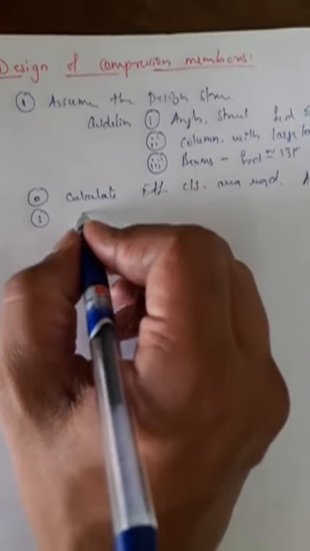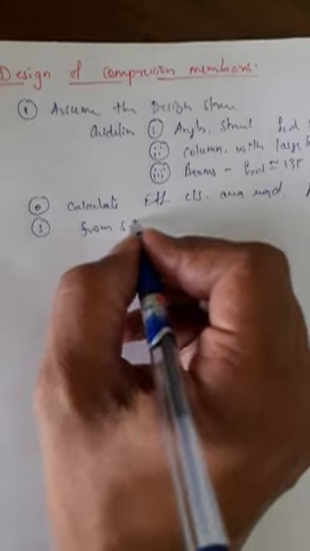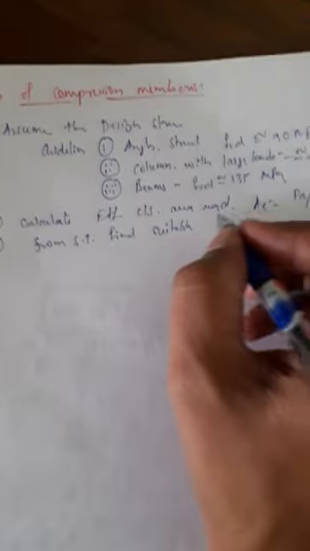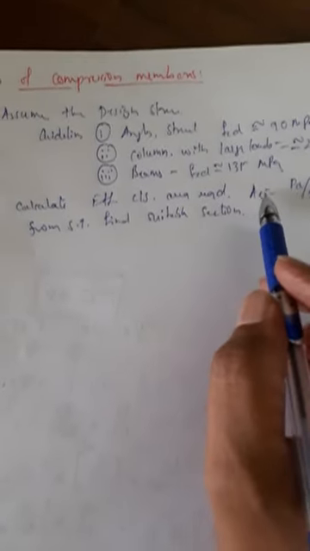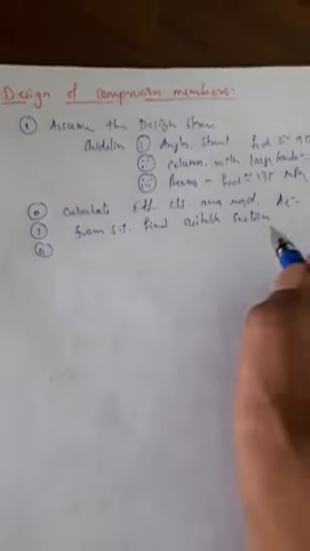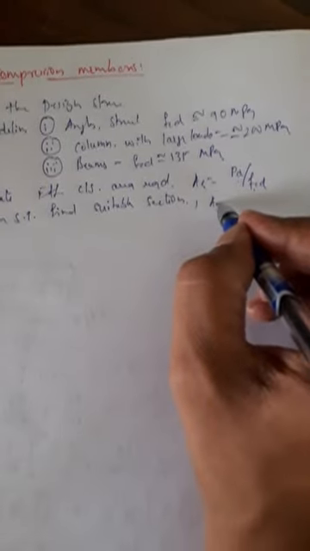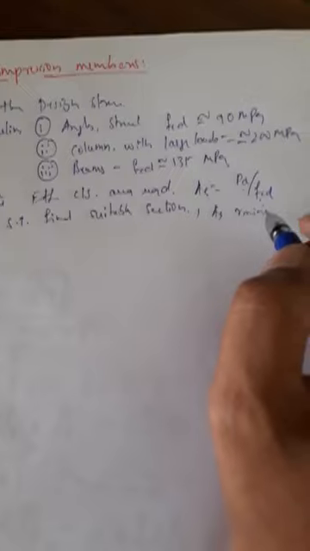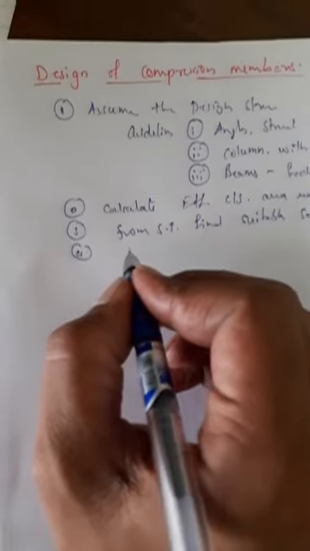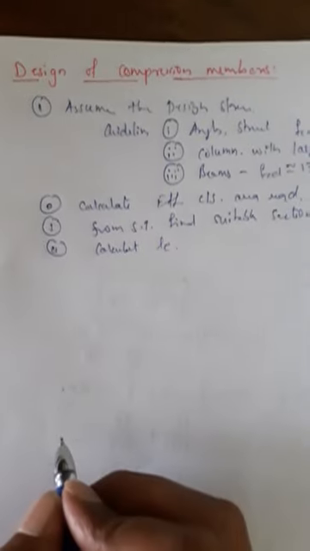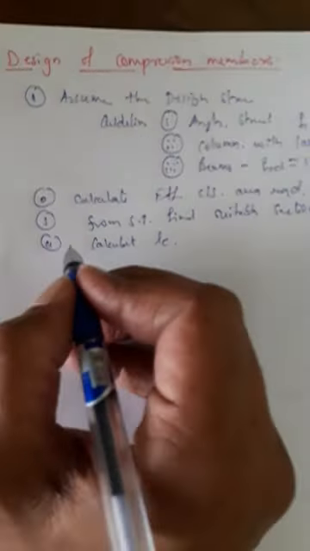Next, from steel tables, find suitable section. Suitable section in the sense its cross-sectional area should be little higher than A required. Next, from the steel table itself, identify its cross-sectional area and its R min, minimum radius of gyration. Next, based on end conditions, calculate effective length LE based on end conditions.